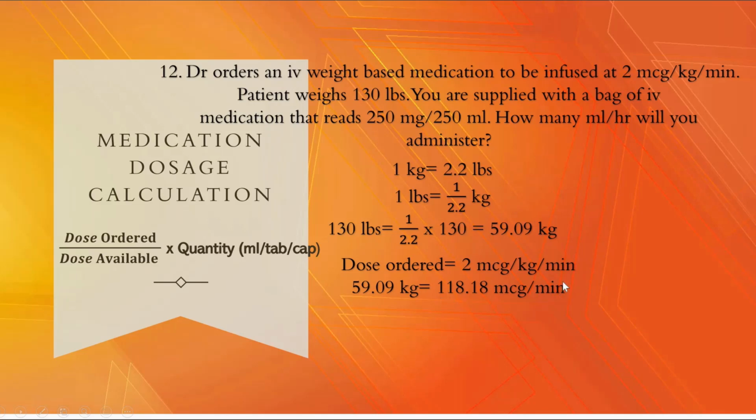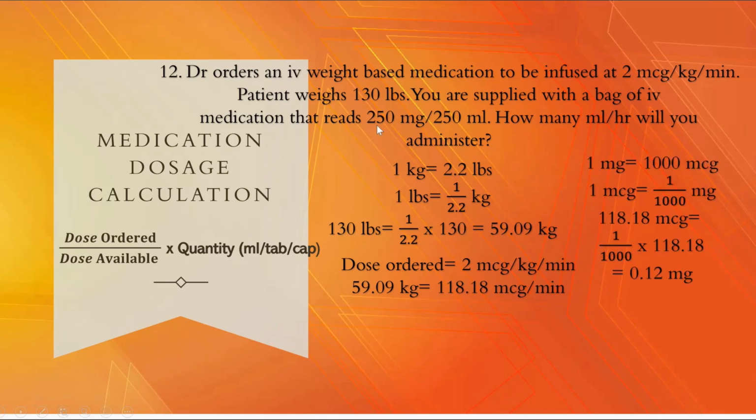So the dose ordered is 118.18 microgram per minute. But look at the question. The dose available is in milligram and dose ordered is in microgram. So you have to convert this microgram into milligram. To convert microgram into milligram, you have to divide by 1000. It's because 1 milligram is 1000 microgram. 1 microgram is 1 by 1000 milligram.